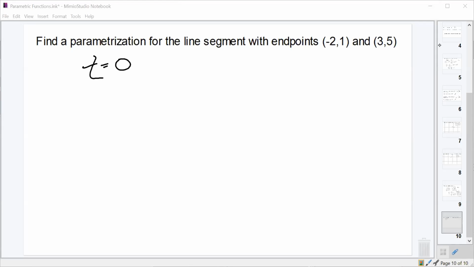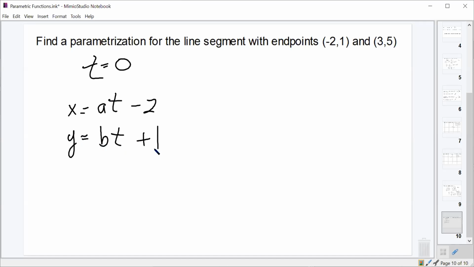So if we're going to start at 0, we know that the x equation needs to be something, let's call it a times t, and then we need to subtract 2 from it, right? It's not going to matter what that a value is because t is going to be 0. And we know that y is going to equal some other value, b times t, and we need to add 1 to it. Everybody agree with that, that at t equals 0, those equations will both work? So we just need to figure out what a and b are to make it work for our last point.